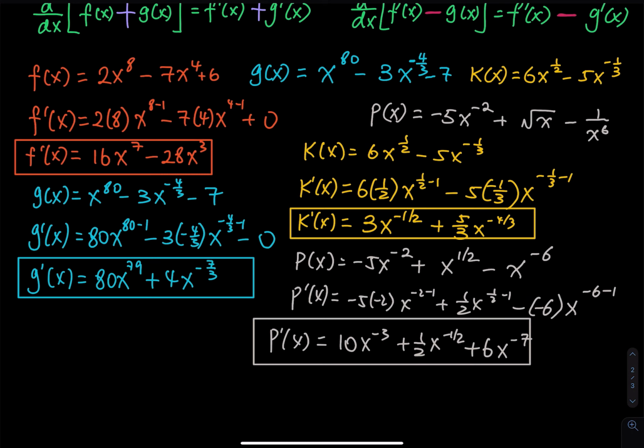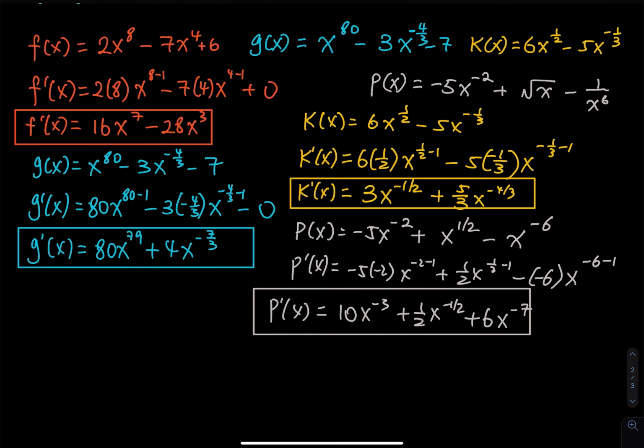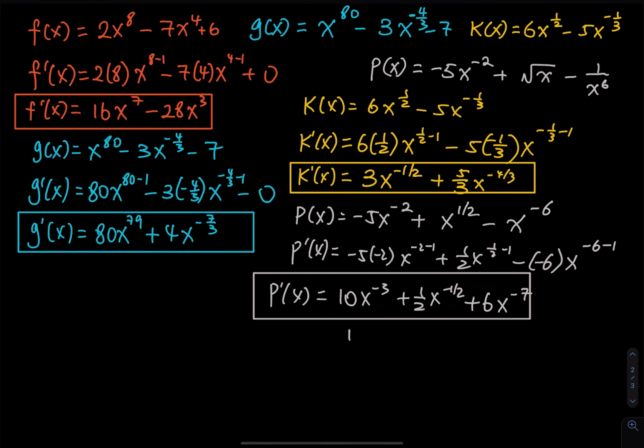Oh, do you have to take care of the negative exponent? In my class, I never ask students to take care of the negative exponent. But if that is your instructor's preference, if your instructor wants you to take care of the negative exponent, it looks like this: 10 divided by x to the 3, and then 1 divided by 2 square root of x, and then plus 6 divided by x to the 7. If that is your instructor's preference, then you have to do it. I never ask my students to do it because the purpose of this lesson is finding the derivative.